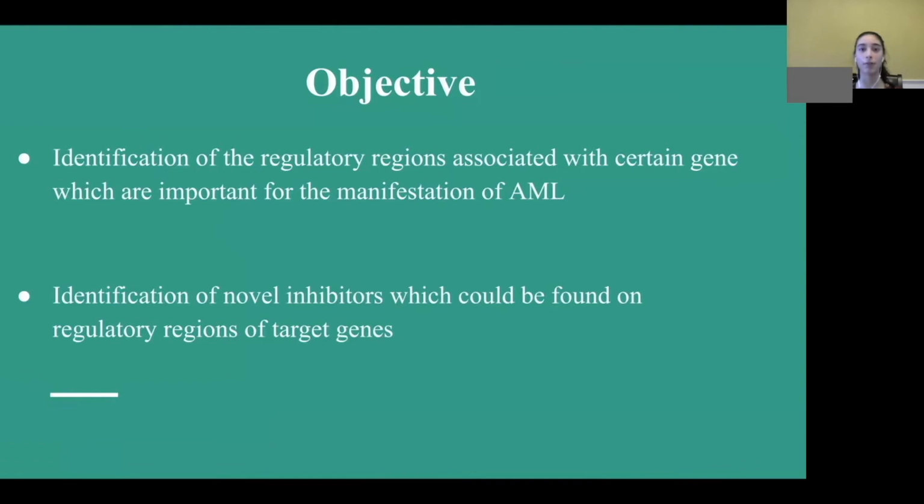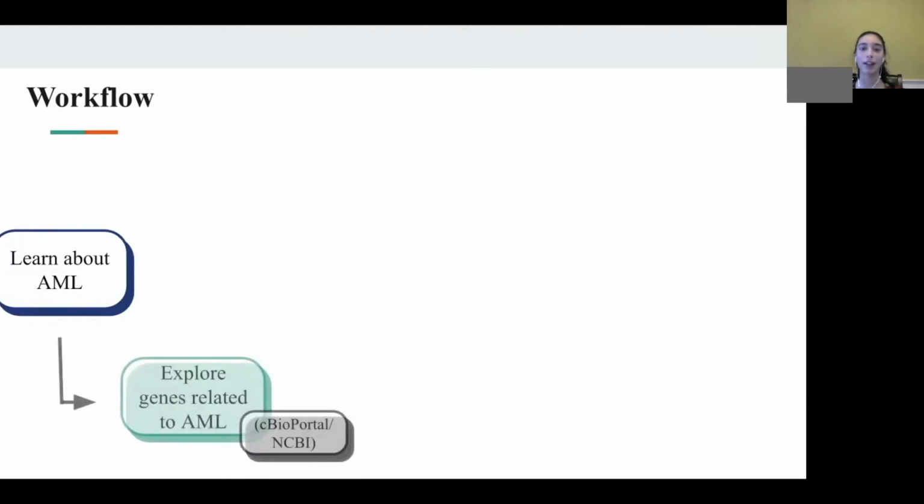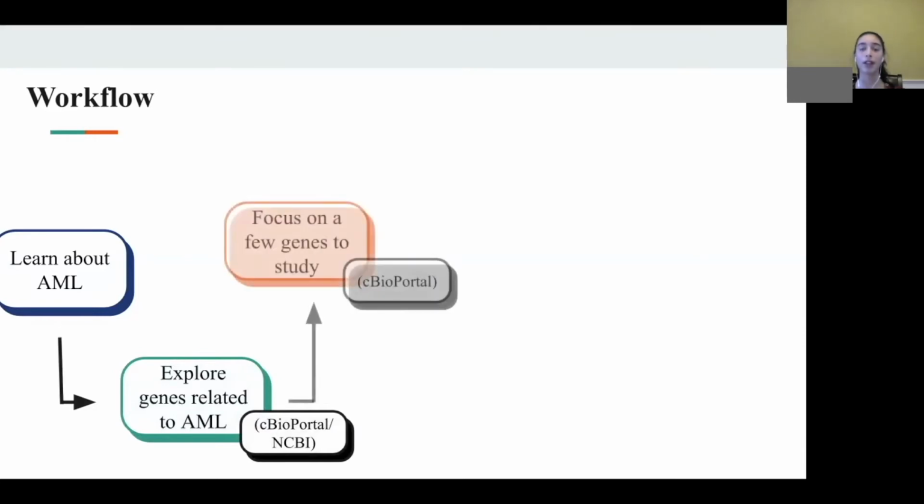target genes. My workflow: I started my project by learning about the terms and concepts related to AML. This included the genesis of my work covered in earlier slides. Then I explored genes related to AML using the cBioportal software and NCBI software. Using the data from these softwares, I focused on a few genes to study for my research.